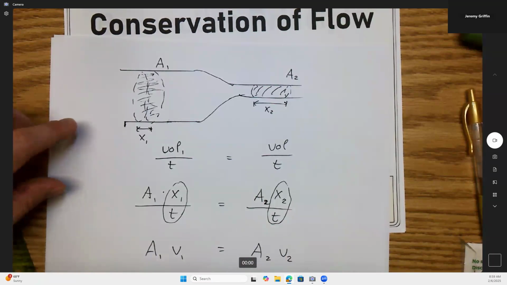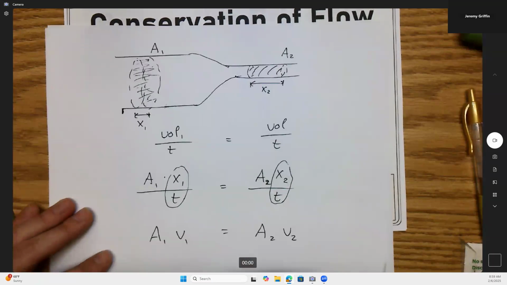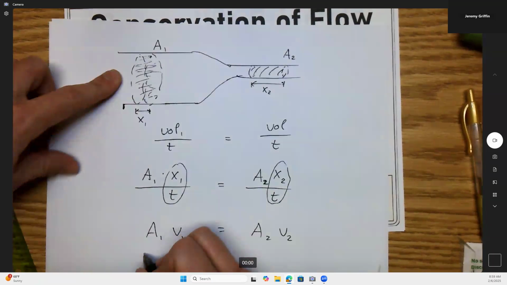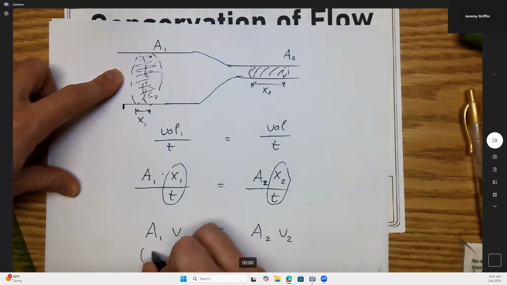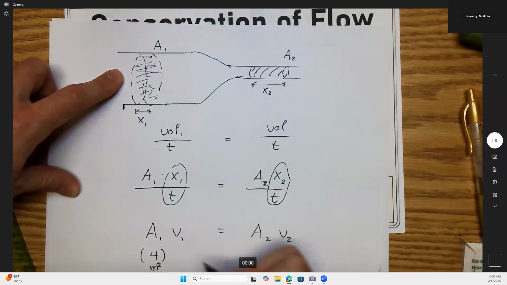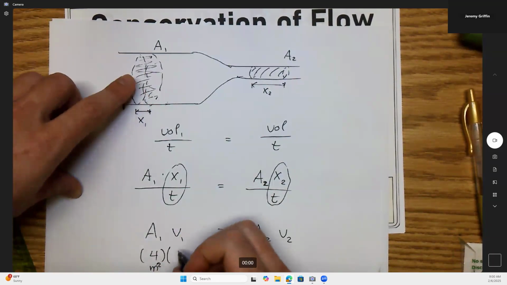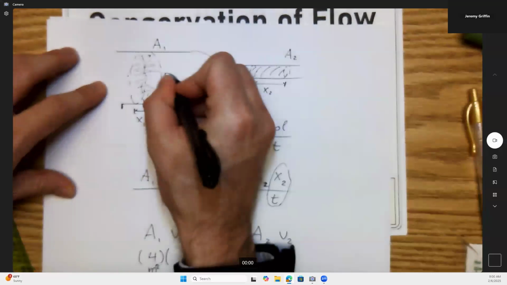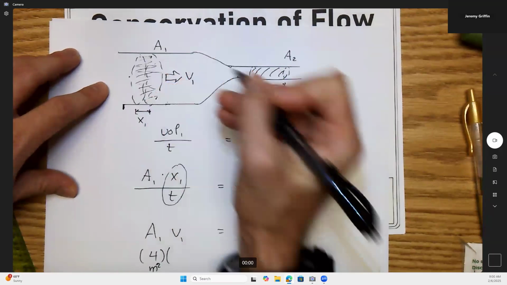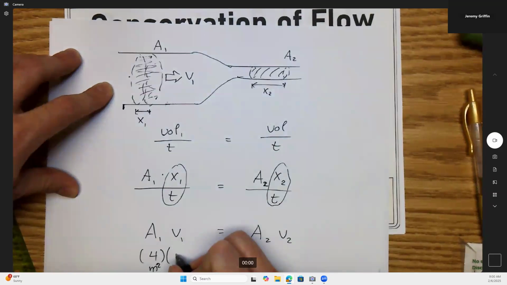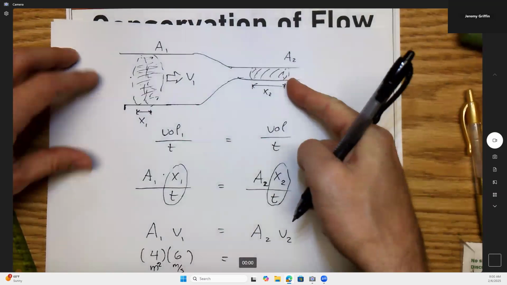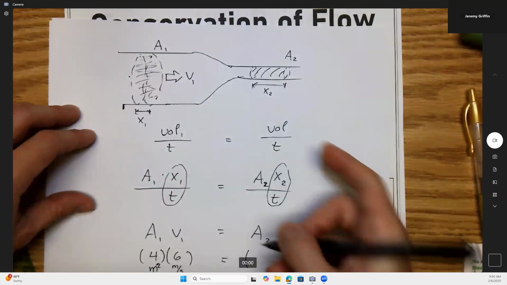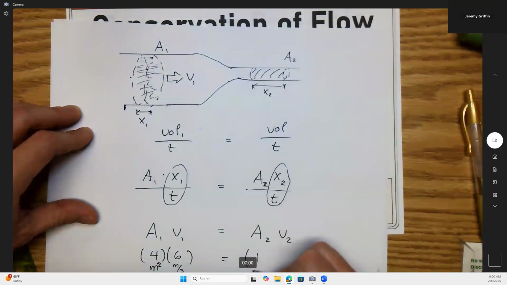So, for example, we'll throw some numbers on here. Let's say the first cross-sectional area is about 4 units, maybe 4 square meters. And I've got the speed going through here, call it V1, of 6 meters per second. And then this cross-sectional area 2, let's say that's a quarter as much. So now we're down to 1 square meter.